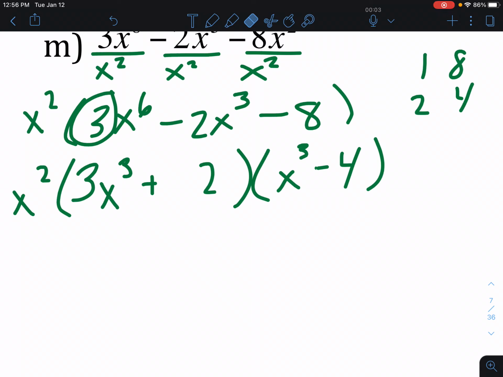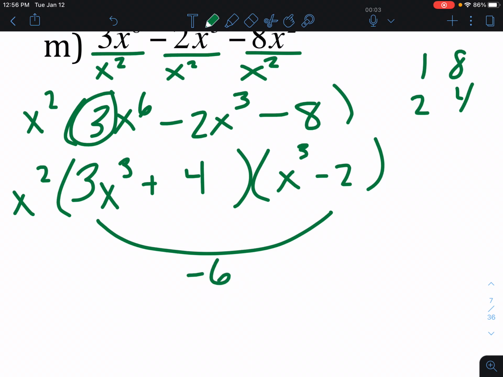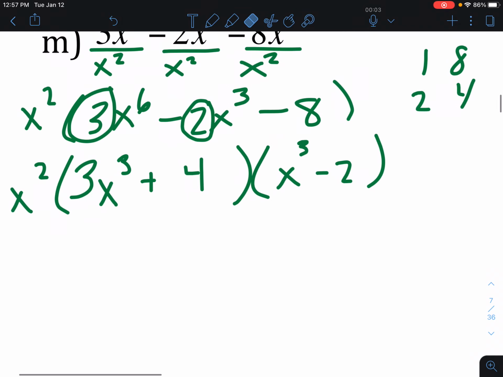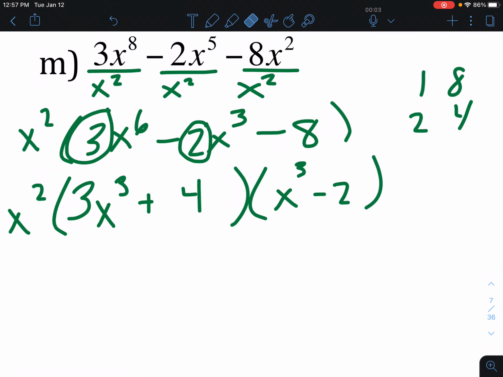Let me switch up the two numbers. Let me put a plus 4 and a minus 2. So the outsides would be negative 6. The insides would be plus 4. They add up to negative 2, which is my B term here. So my guess worked out after I checked it. Again, if you're a little confused by what I just did there, type in factoring trinomials guess and check method. So there it is. It's now completely factored.